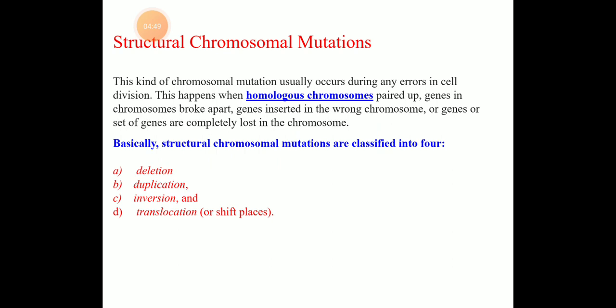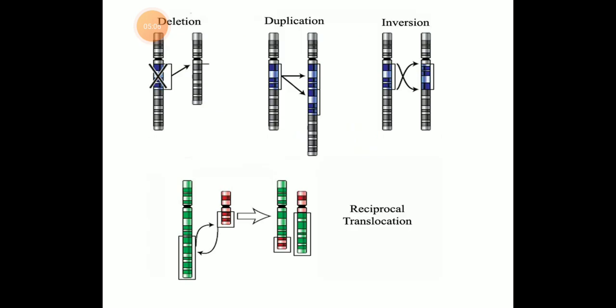Basically, structural chromosomal mutations are classified into four types. First is the deletion, second is the duplication, third is the inversion, and fourth is the translocation. See the diagram of the deletion chromosome, the duplication type, the inversion type of chromosomal mutation, and the reciprocal translocation. So these are the types of chromosomal mutation: deletion, duplication, inversion, and translocation.